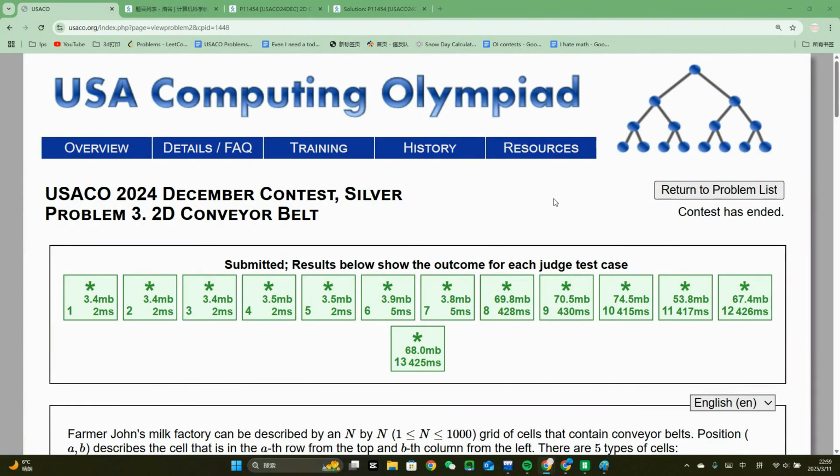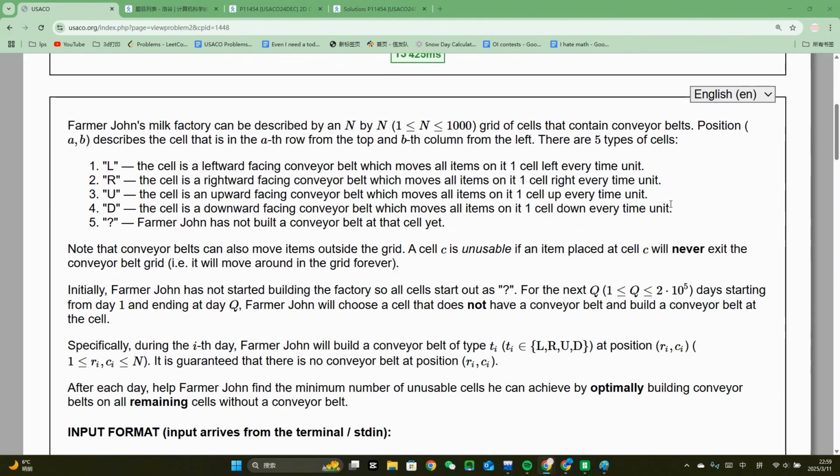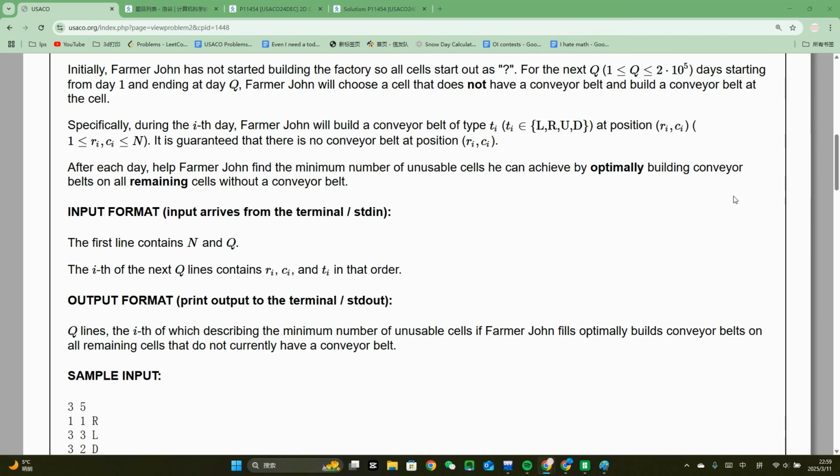Hello everyone, the problem that we'll look at today is an old friend of ours from the December contest of last year, problem 3, 2D Conveyor Belt. You can pause the video first and read the problem yourself. Since the problem statement is quite straightforward and very long, I'm just not going to explain it and will have you read it. Okay, so I assume you already read the problem.